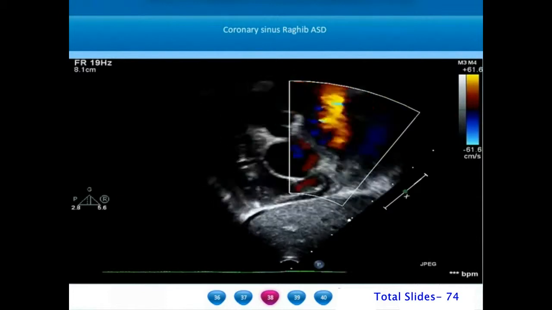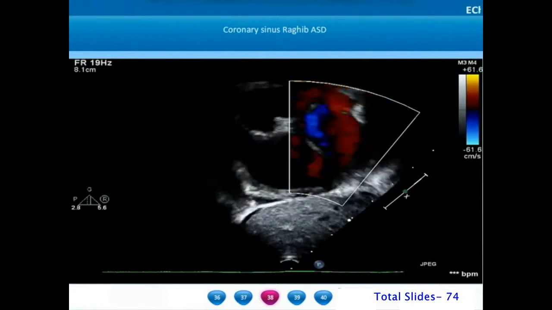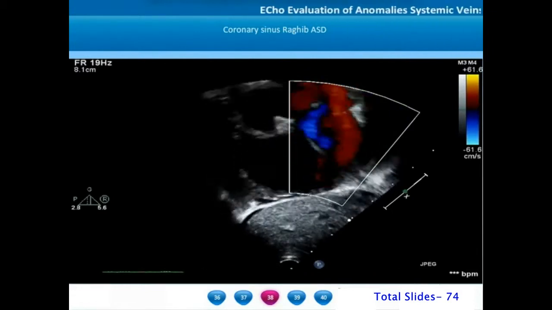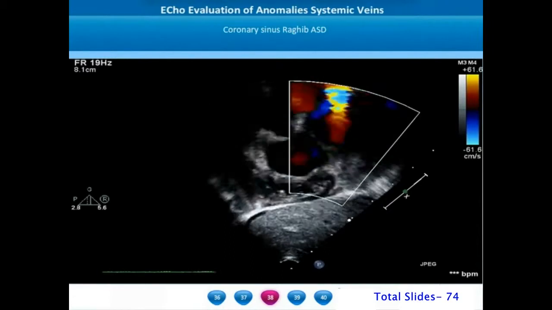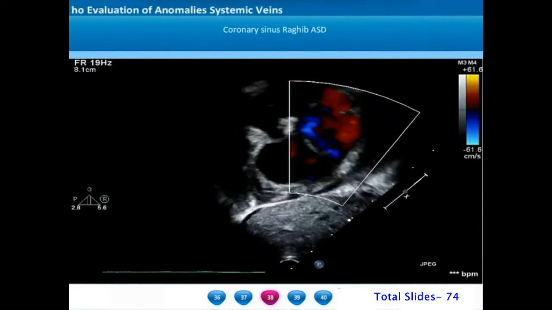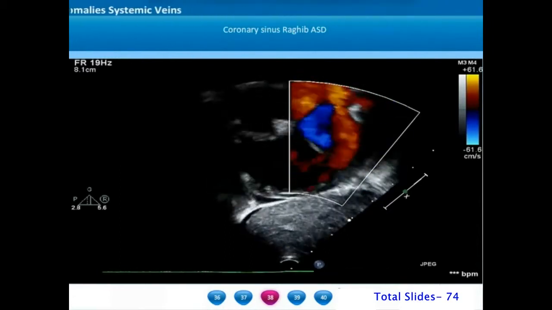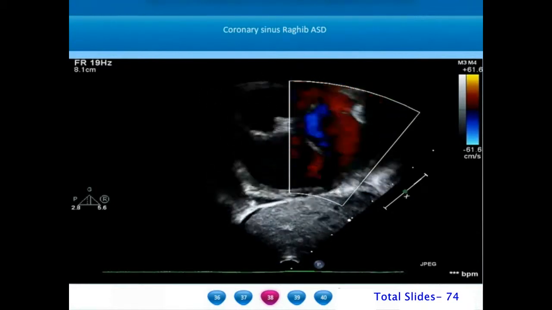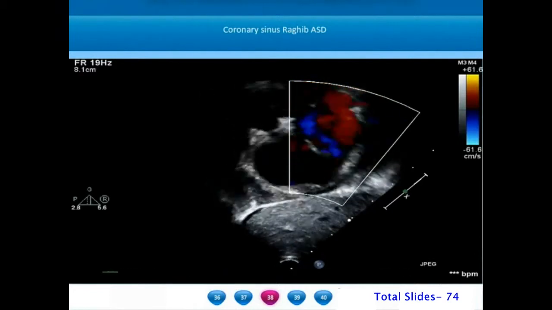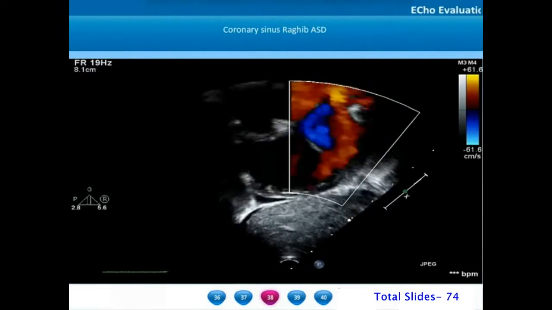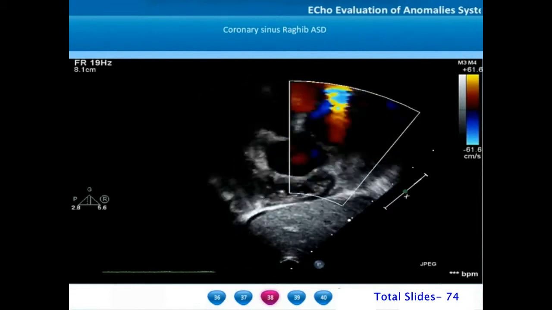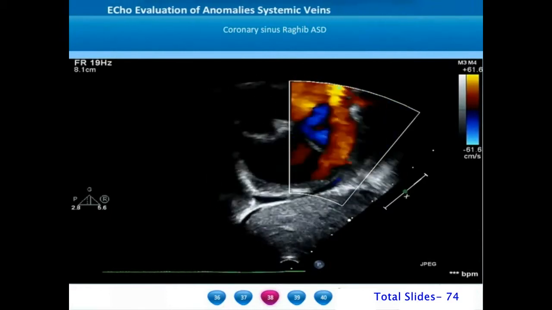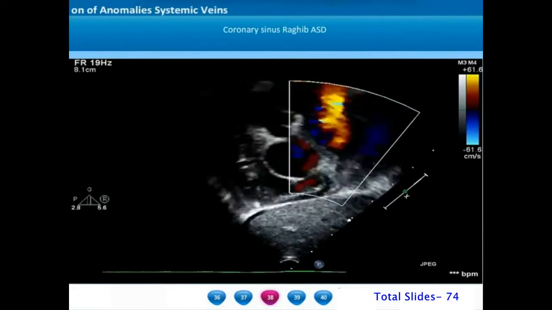In this subxiphoid coronal view, we can appreciate the right and the left atrium and the interatrial septum. In the lower portion of the interatrial septum, we can see a dropout in the interatrial septum and blood flow from the left atrium into the right atrium. We can also notice superiorly a large venous channel that is entering the roof of the left atrium, which represents the left superior vena cava.